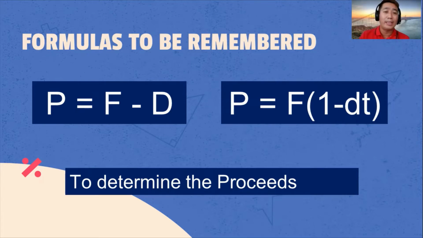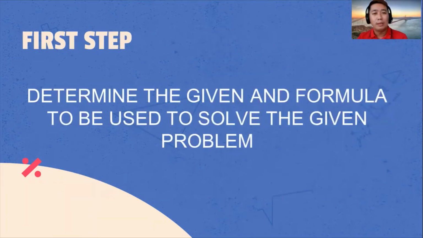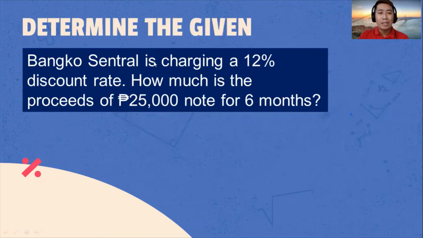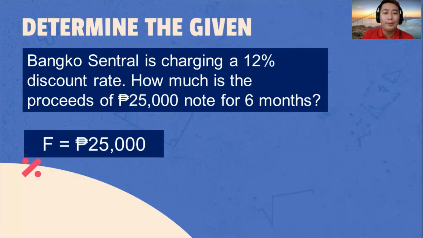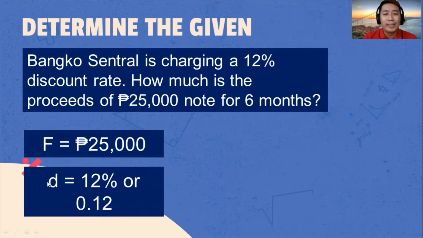Let's now try to solve example number 1. Let's follow the steps. First step, determine the given, then identify the formula to be used in solving the given problem. Let's now determine the given. We have the final value, or maturity value, 25,000 pesos. Then we have the discount rate, small d, that is 12% or 0.12.